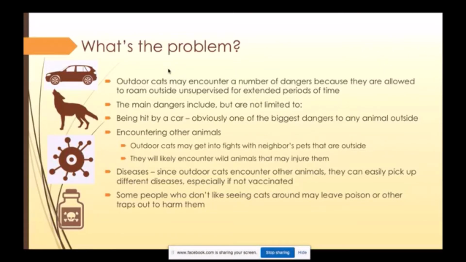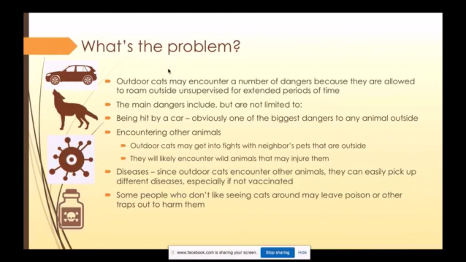So aside from people's pets, there's also lots of different wild animals out there. Coyotes are definitely a big one that would easily be able to overpower a cat, but even smaller or medium sized wild animals like raccoons and possums have really sharp claws and sharp teeth. They can easily scratch or bite and really do a lot of damage to a cat that's being let outdoors. And there's also diseases that these wild animals and other pets may be spreading to each other.